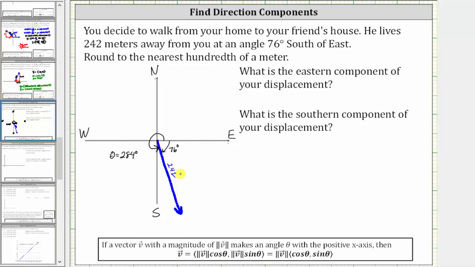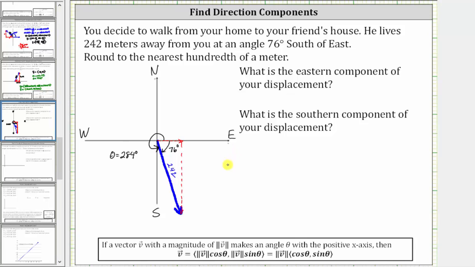And now let's sketch the horizontal and vertical components of this vector, where this would be the horizontal component and this would be the vertical component. In our case, the horizontal component will give us the eastern displacement and the vertical component will give us the southern displacement. So now let's find the component form of the vector, where if a vector v makes an angle theta with the positive x-axis, which in our case is 284 degrees, then the x component is equal to the magnitude of v times cosine theta, and the y component is equal to the magnitude of v times sine theta.